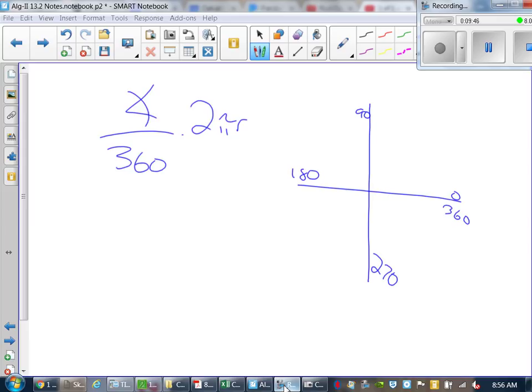It would have helped us. If you go all the way around a circle, it made things so much easier. The distance around a circle is 2 pi. You multiply by the radius to get the circumference. You guys agree with me on that?